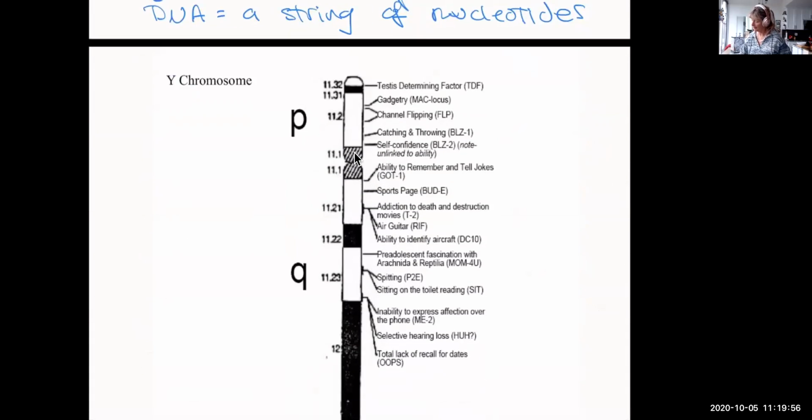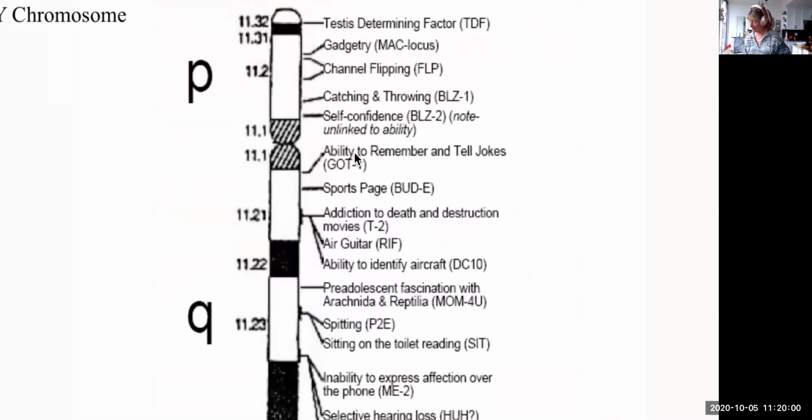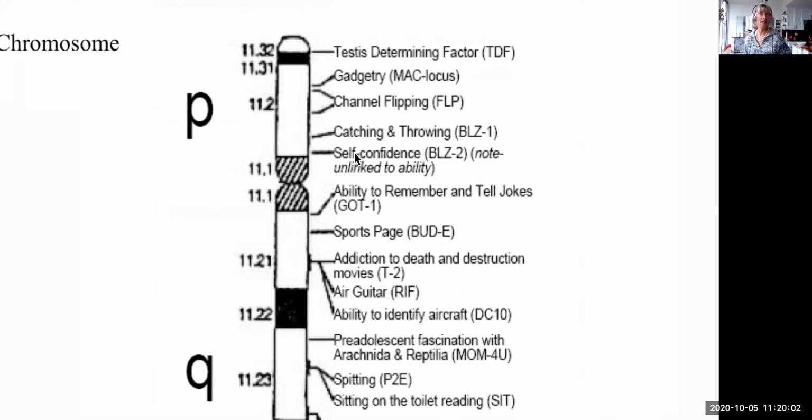Okay. So here is the Y chromosome with its loci. There's the testes determining factor. There's the gadgetary gene, also known as the MAC locus. These are all male traits. There's the channel flipping gene, also known as the FLP locus.